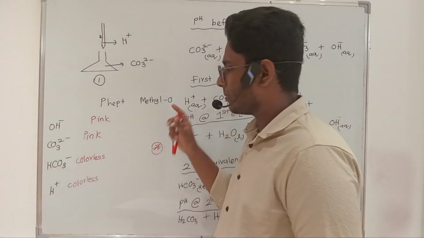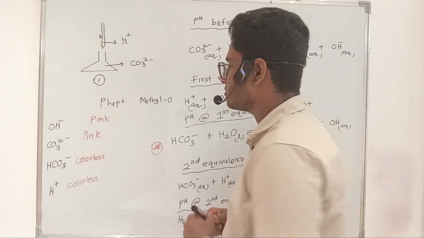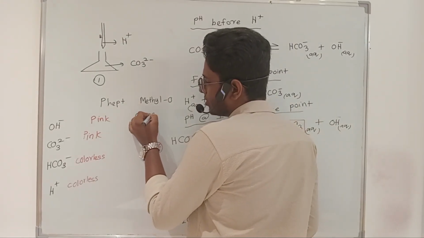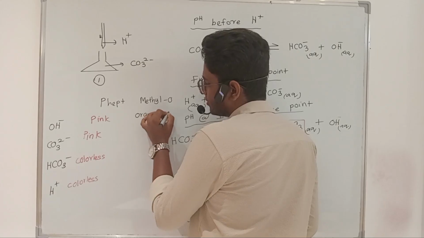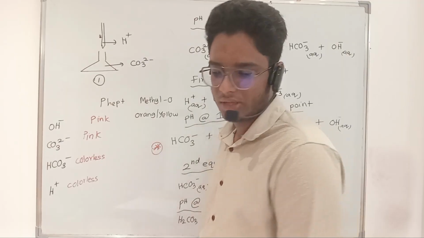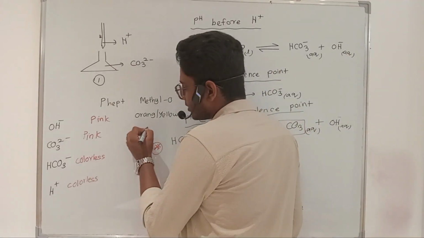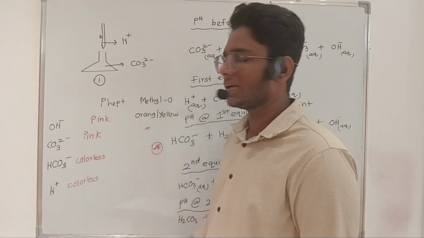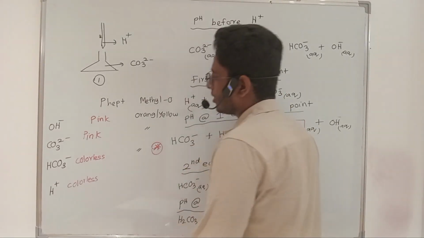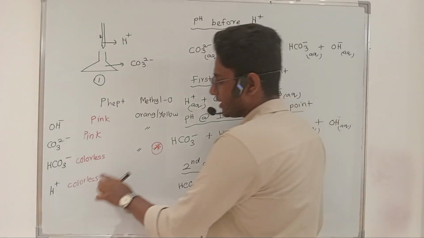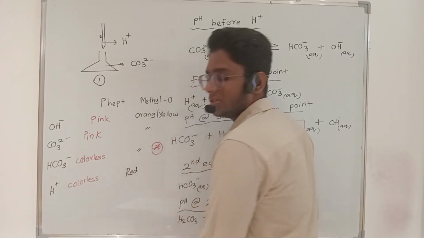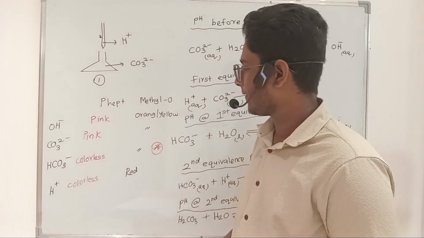right? So methyl orange, if you put it in OH minus, what is the color it's going to form? It's going to form orange color, or it might be yellow also, so that is relative to each person. Orange, yellow, something closer to that. If you put in carbonate also, the same color is going to show, that is orange or yellow. And if you put it in bicarbonate also, it's going to form the same color, orange or yellow. And when you put it in H plus solution, it's going to give a red color change, right?